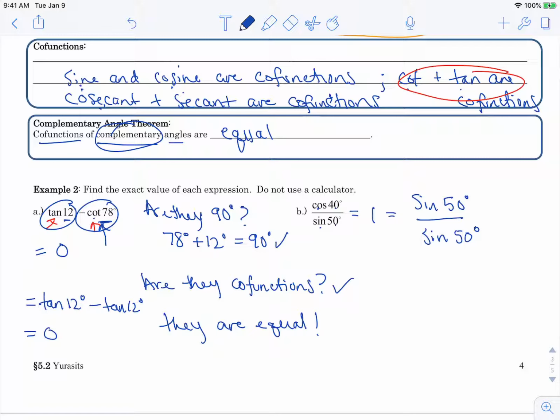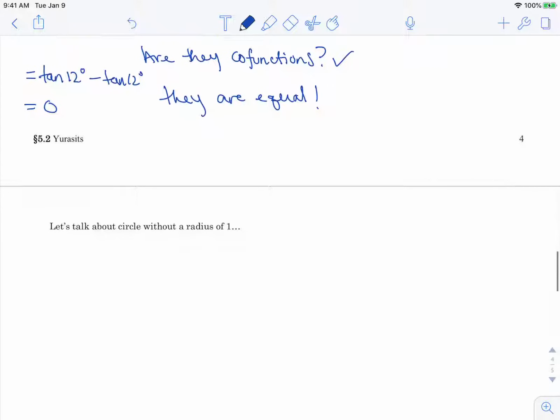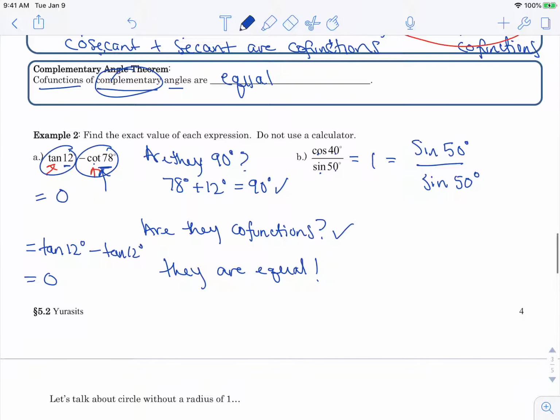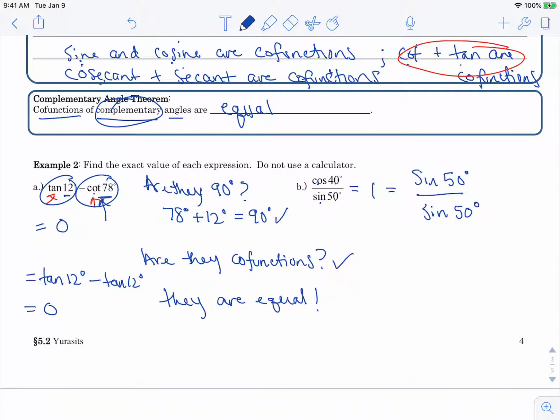We're going to practice this more in class, but I just wanted you to know they have to be complementary, and if they're cofunctions and they're complementary, then they're equal to each other. All right. That will take care of these notes, and then in the last video we'll be talking about when your radius is not 1.